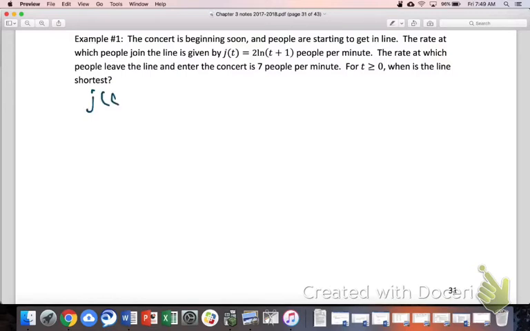J of t minus 7 as far as our net rate. And is that right about where we ended, right?